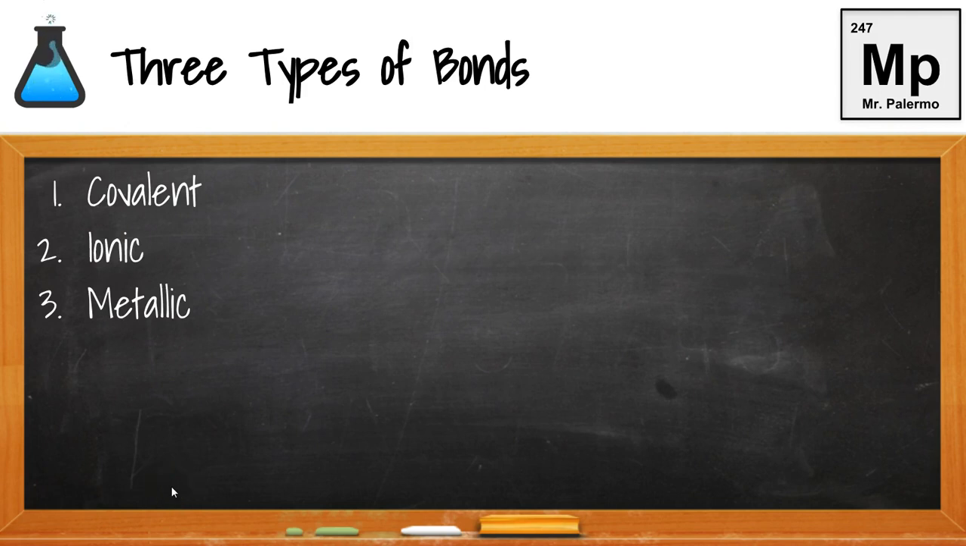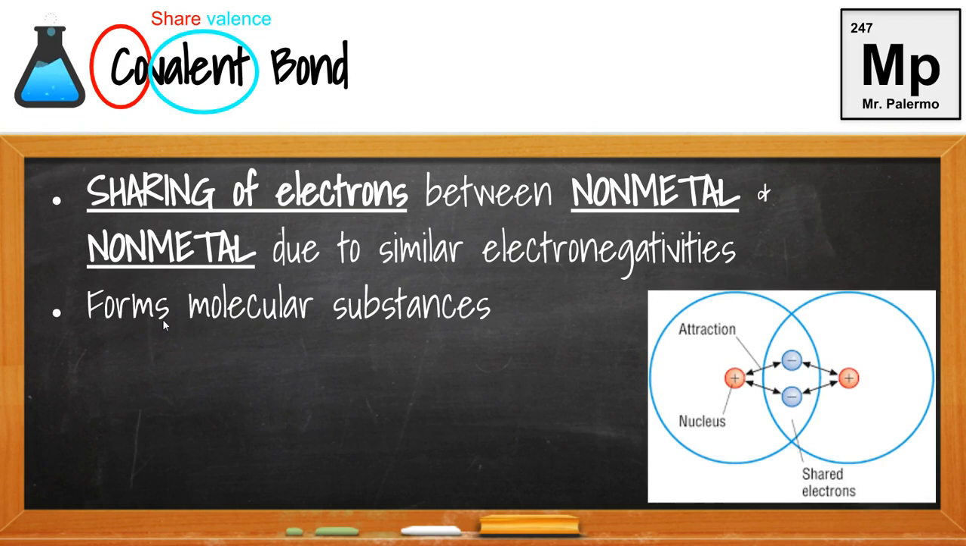Now let's look at the three types of chemical bonds. The first one we have is covalent, the next one is ionic, and then we have one called metallic. So a covalent bond, the word co means share, and valent means valence electrons. So they are sharing valence electrons.